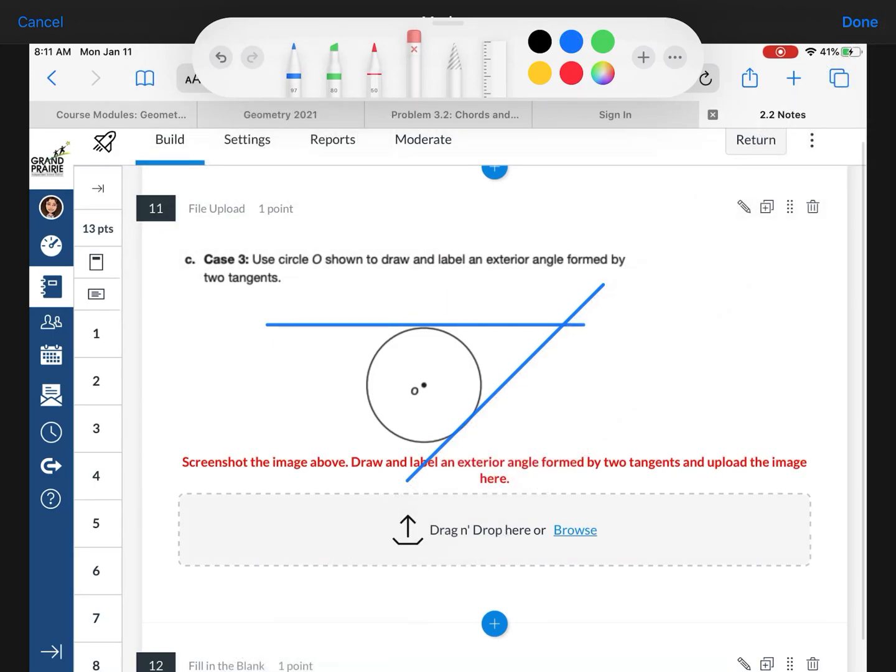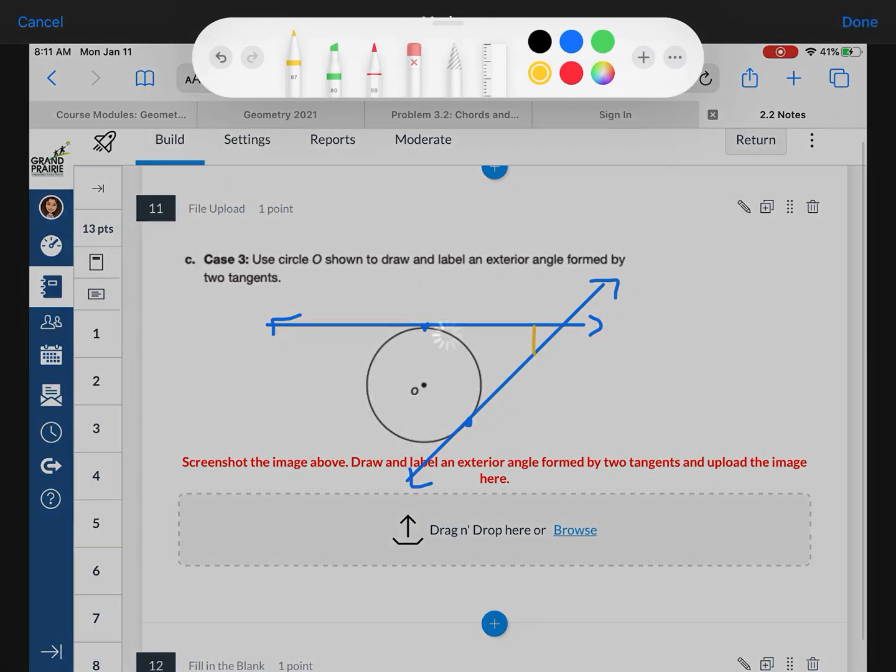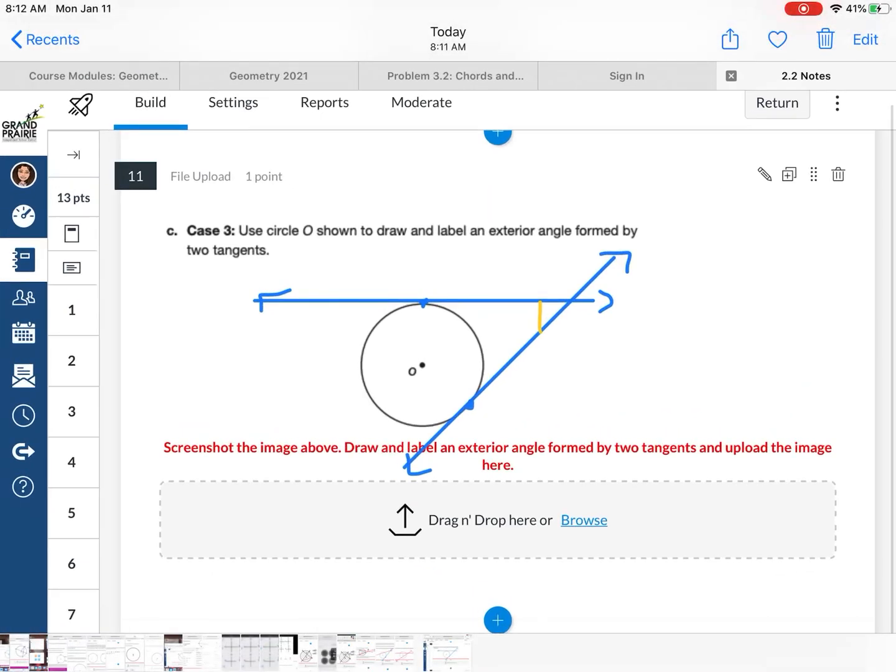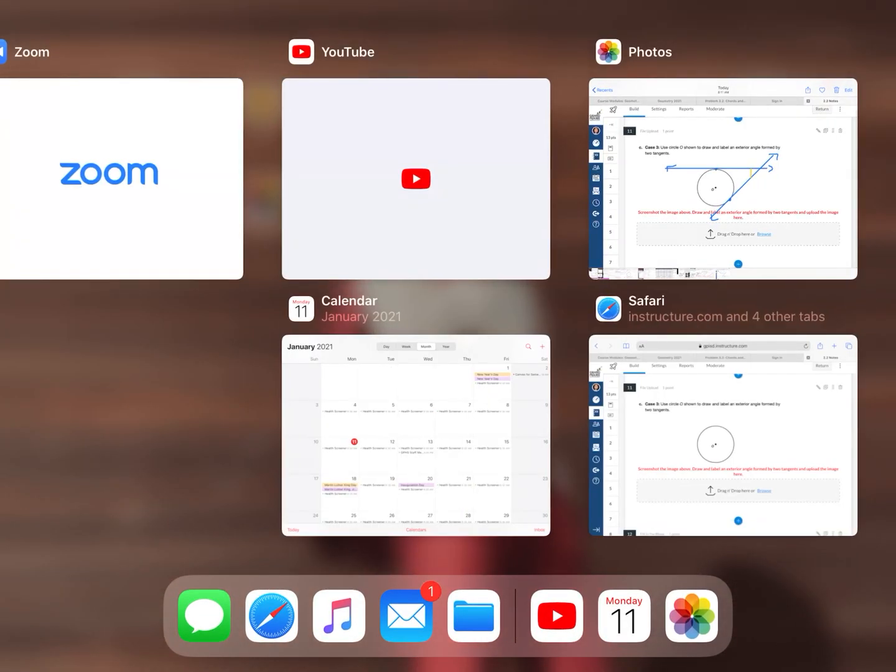As you can tell, it does not go inside the circle. It just kind of brushes the circle at one point each. Okay, it's not a perfect picture, but I don't expect you to be an artist. So there we go. Those are two tangents, and they form an exterior angle.